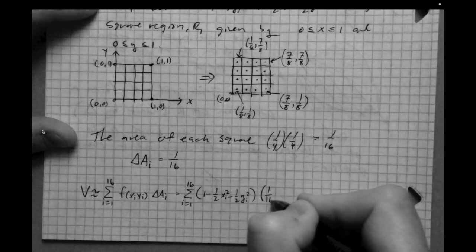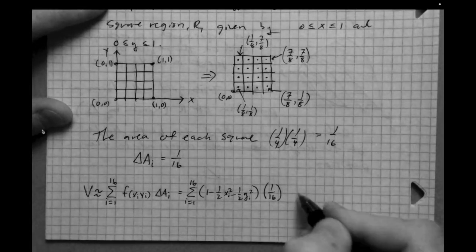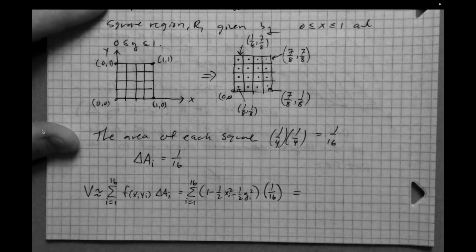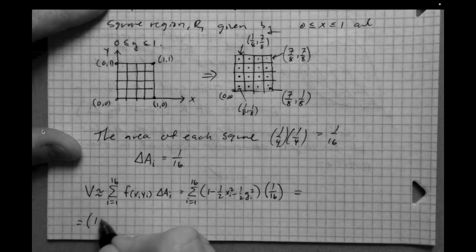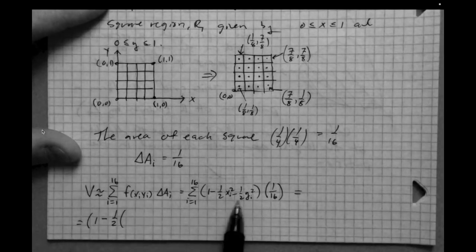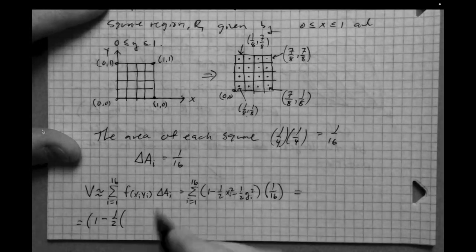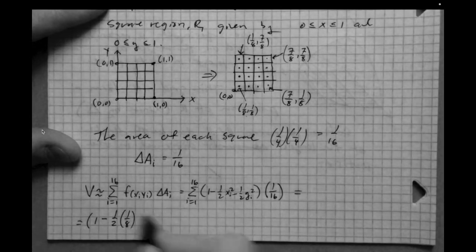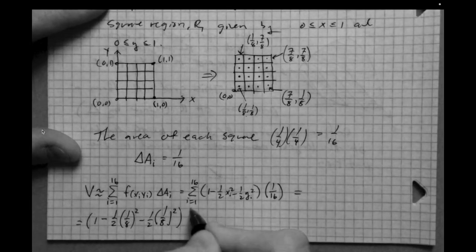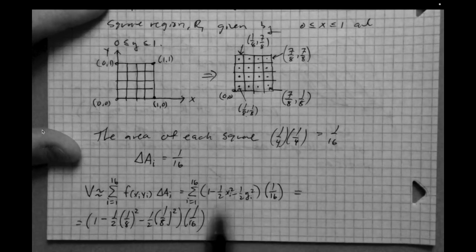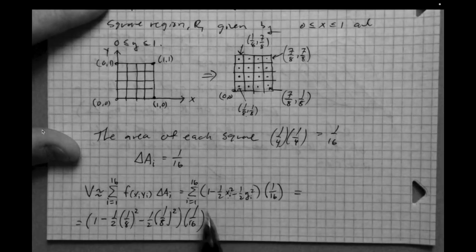Times 1 over 16. Right, so this is a big old mess. Let's write out the first term and the last term just so we know what we would plug in here. So this would be equal to 1 minus 1/2. Now the first dot we'll say is this guy, 1/8, 1/8. So it'd be 1/8 squared minus 1/2 times 1/8 squared times 1 over 16. That's the first term. Right, just plugging 1/8 in for xi, 1/8 in for yi, and that's what you get.